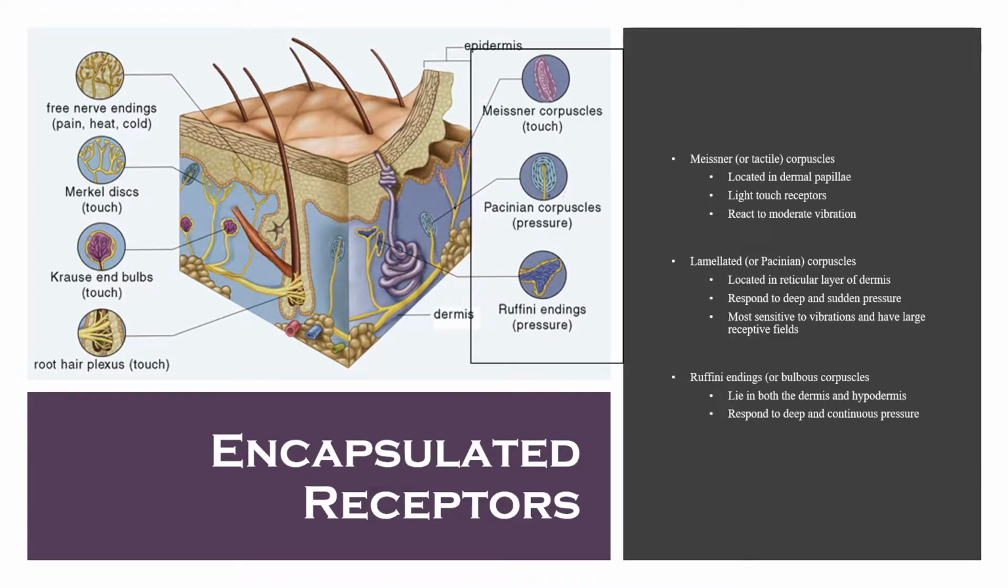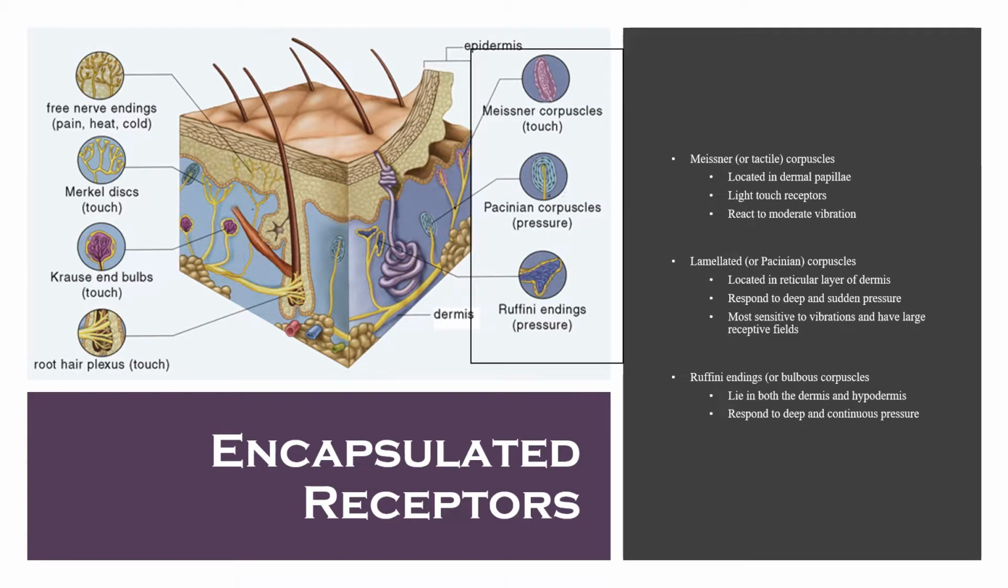So next is your encapsulated receptors, which remember are encapsulated by connective tissue. These are your Meissner corpuscles, your Pacinian corpuscles, and the Ruffini endings, or your bulbous corpuscles. Now Meissner corpuscles are located in the dermal papilla. They are light touch receptors, meaning they react to moderate vibration.